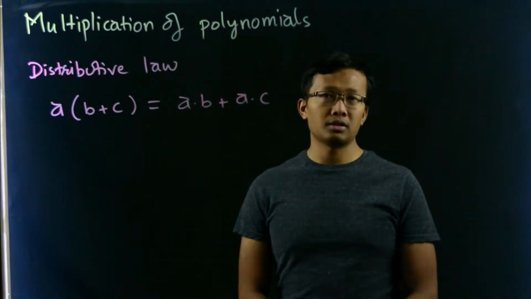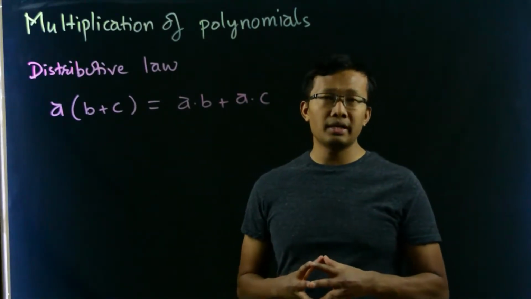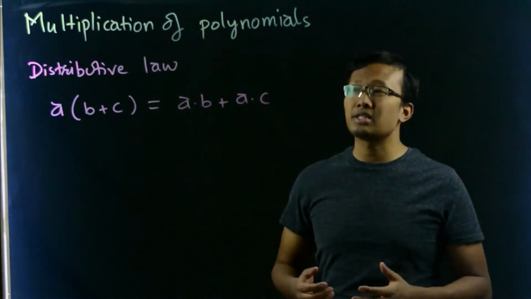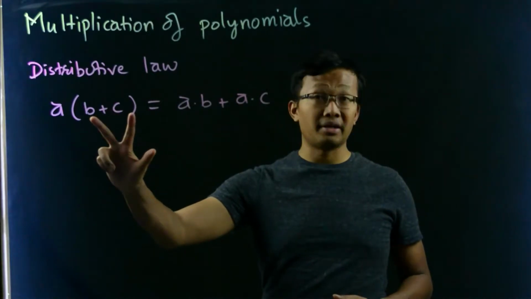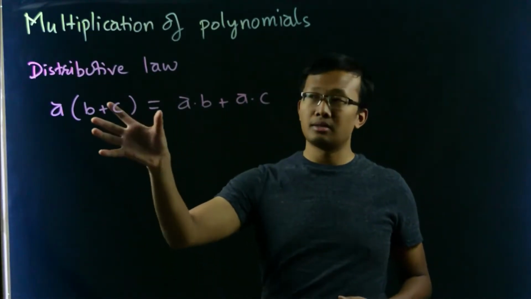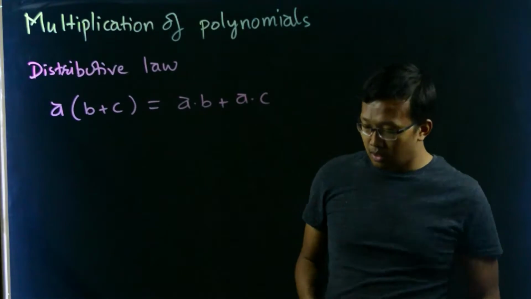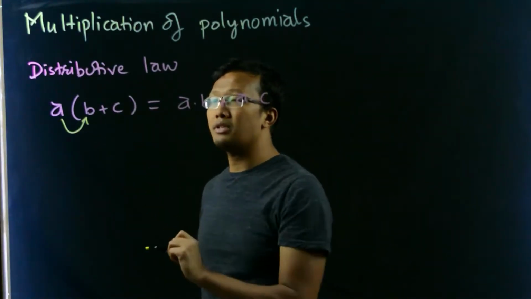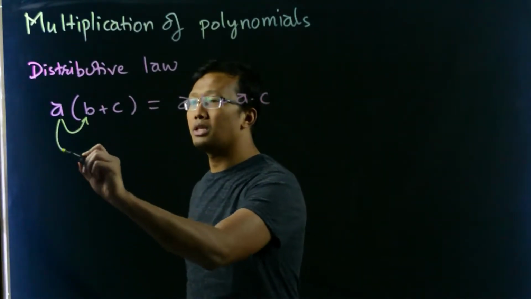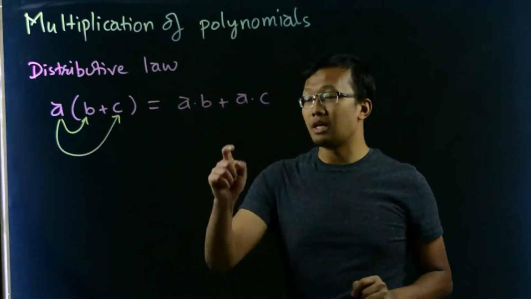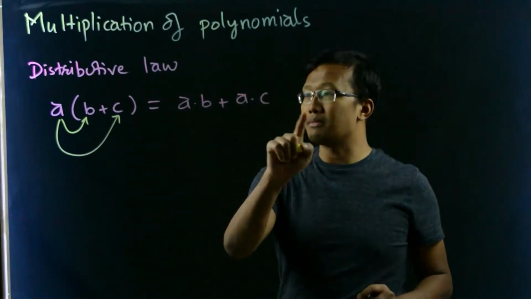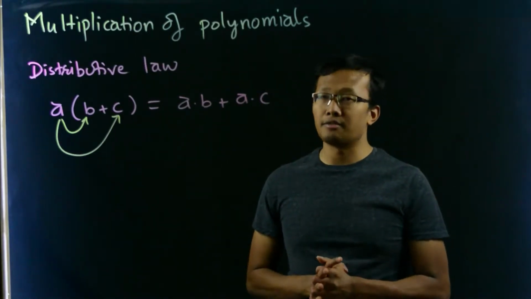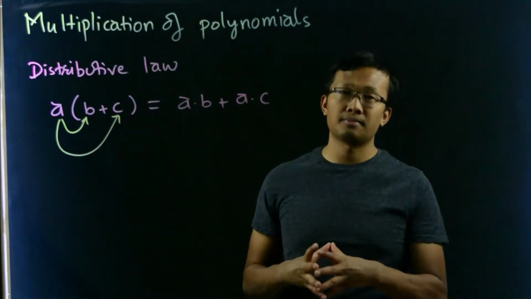Multiplication of polynomials. To multiply any two polynomials, first we will observe the distributive law, which says that a times (b plus c), we need to multiply a with b at first, plus a with c. Okay? So that will give us a times b plus a times c. So this is the underlying basics of multiplication of any two polynomials.